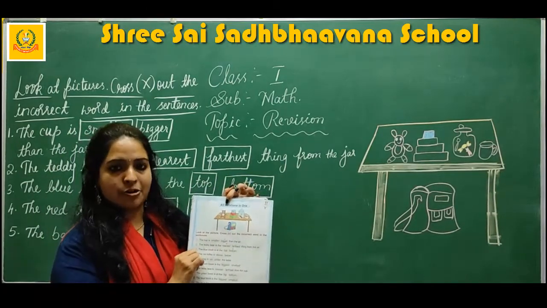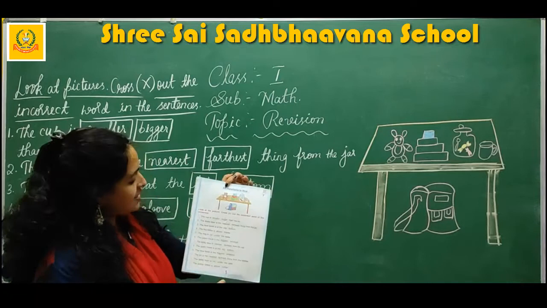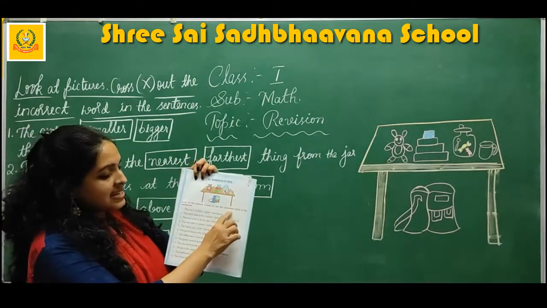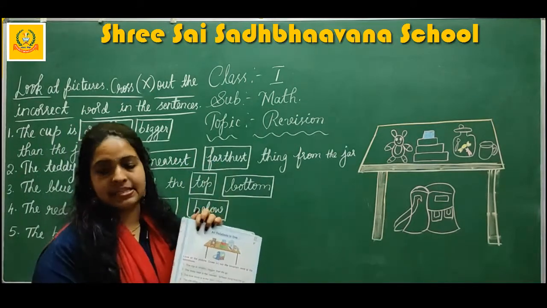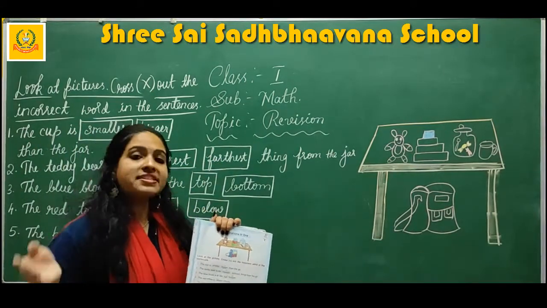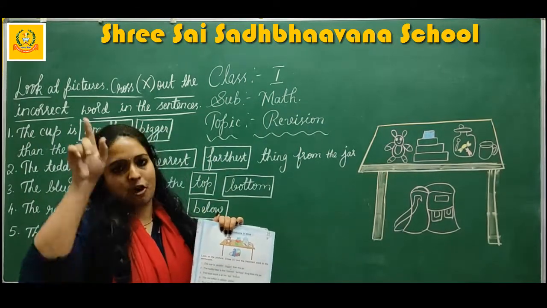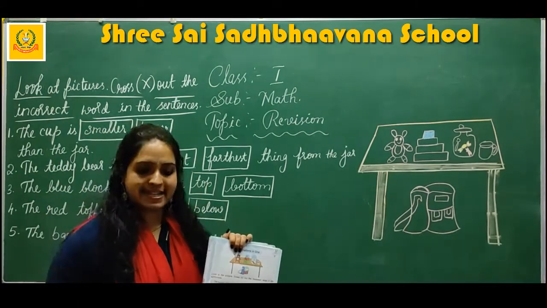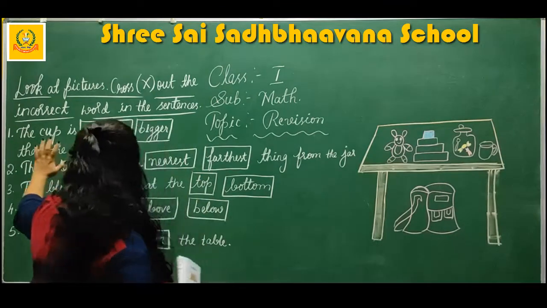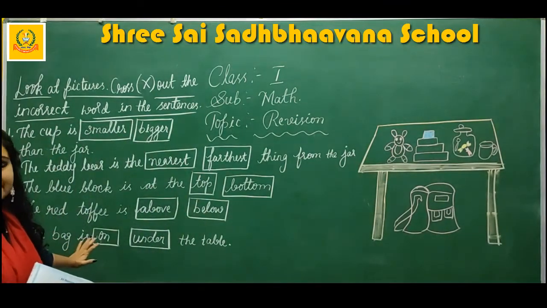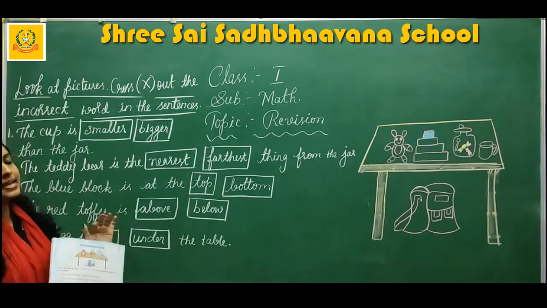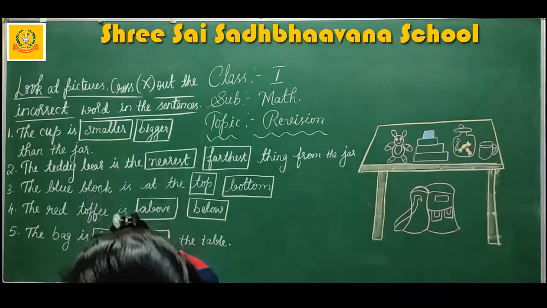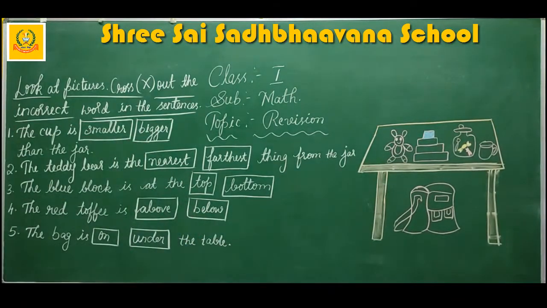So now what do we have to do? Shall we see what they have given? Look at the picture. Cross out the incorrect word in the sentences. Which is not suitable, to that you have to put a cross mark, which is not suitable or which is incorrect. Same thing I have written on the board. Few examples, I'll show you how to do this. Then the rest you can do yourself. Okay, children? Yes.